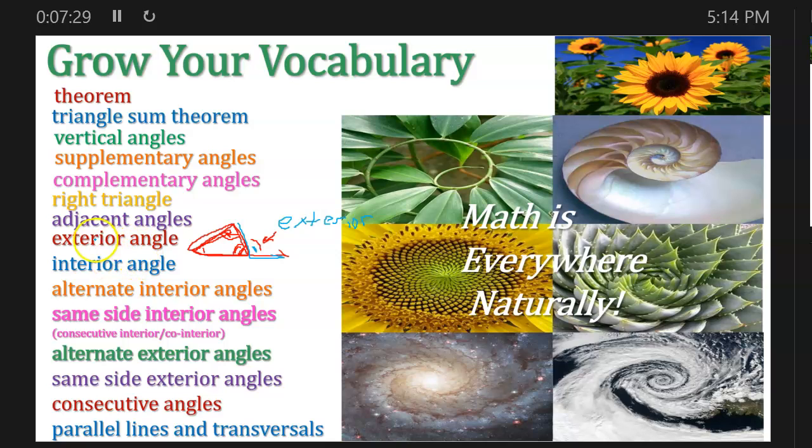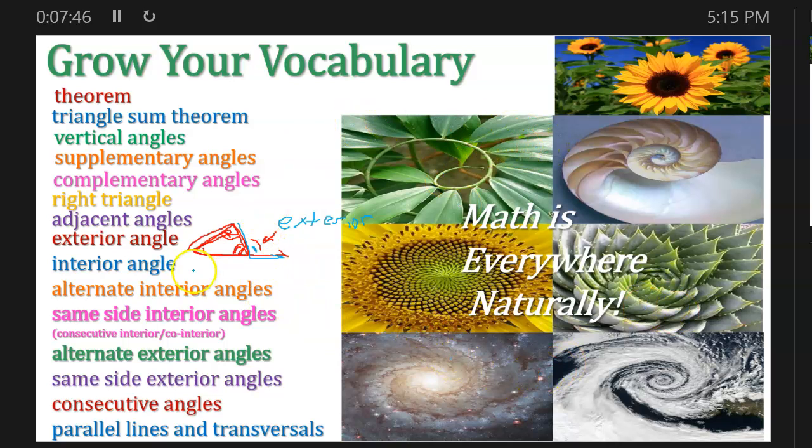These are also going to have double meanings because there are interior angles in the parallel lines and transversals, and there are exterior angles in these as well. So you'll get used to seeing interior. Basically, interior just means inside, exterior means outside.